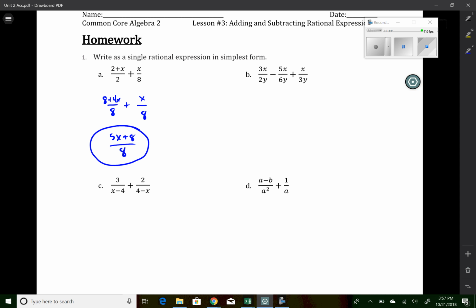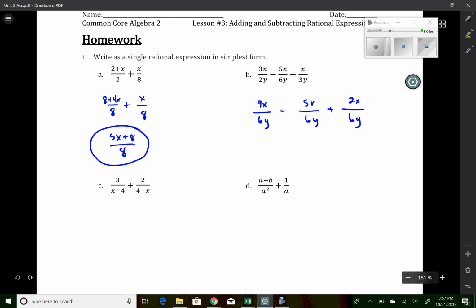For part B, our common denominator here is going to be 6y. So the second fraction is already set up for us. And we're just worried about changing the last one and the first one. So for the first one, I have to multiply by 3. So that would make the numerator 9x. And for the last one, I have to multiply by 2. So that would make the numerator 2x.